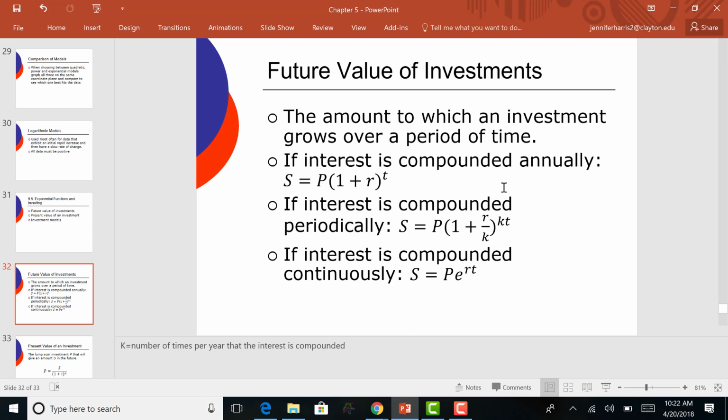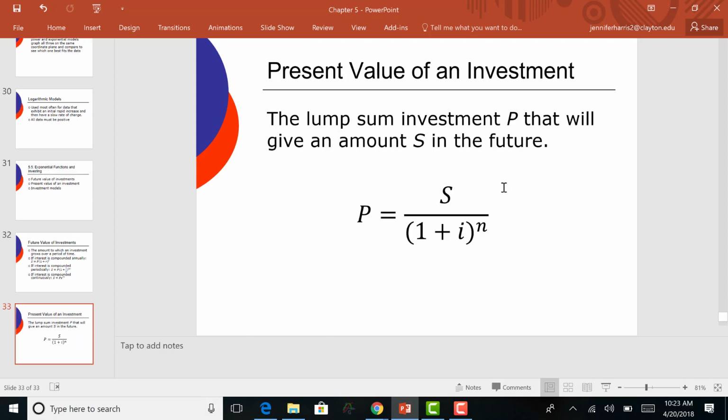And here we go with this last slide. Now, this is if you have some money that you want to invest, you want to know what its value is in the future. Here's the next slide. It says, what if I need a lump sum of money? How much do I have to have right now?